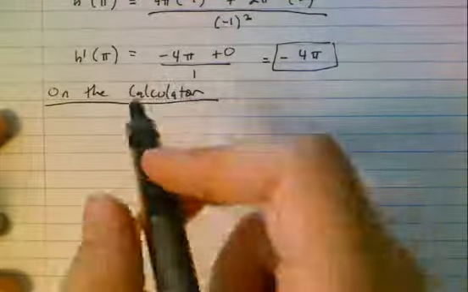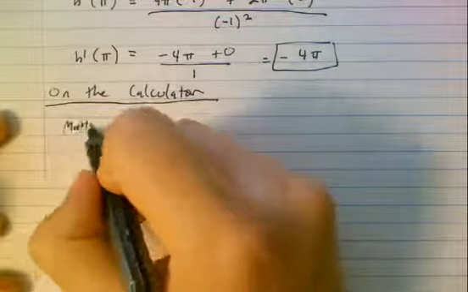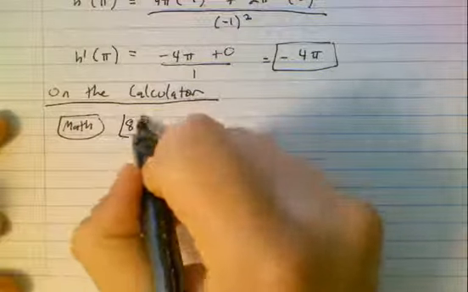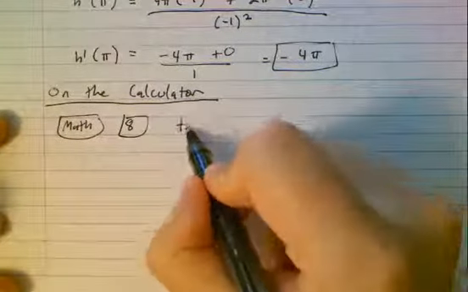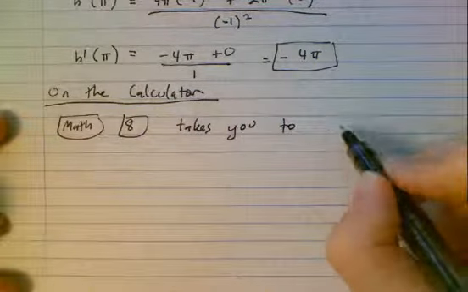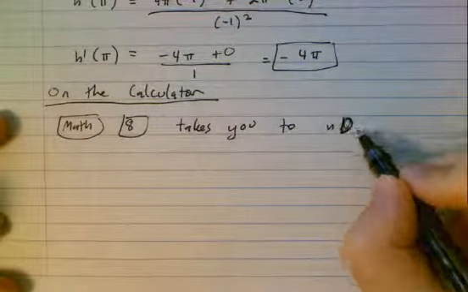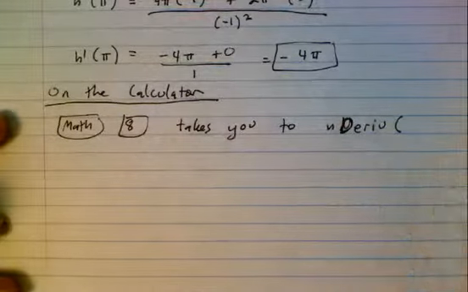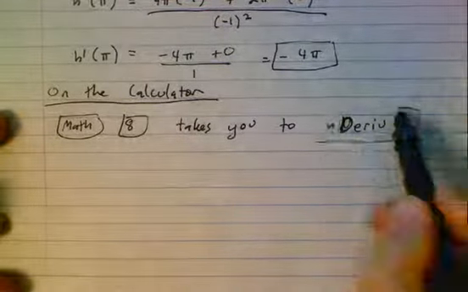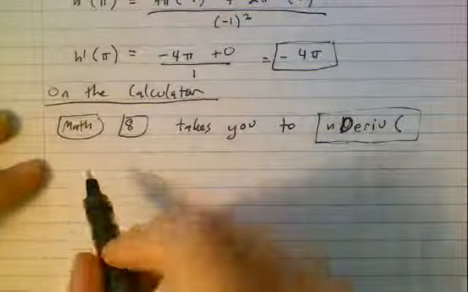to find the numerical derivative, you're going to go to Math, 8, which takes you to the command nDeriv. So you're looking for that. And here's what the entry is going to look like.